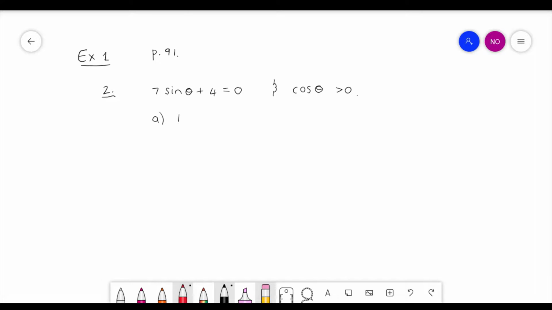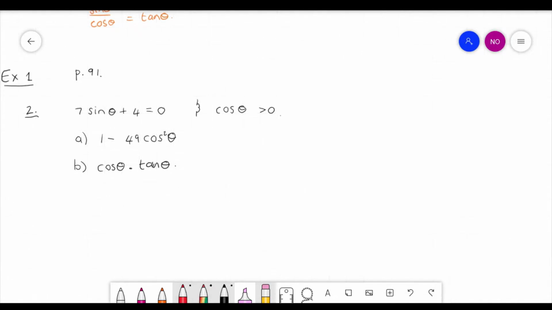It's 1 minus 49 cos squared theta, and the other one is cos theta times tan theta. Okay, nou die groot ding wat julle hier moet sien is hulle sê sonder die gebruik van 'n sakrekenaar. So you have to know that that means you are using a sketch. So your first step will be to draw that sketch.